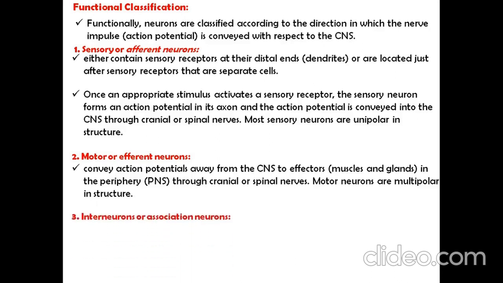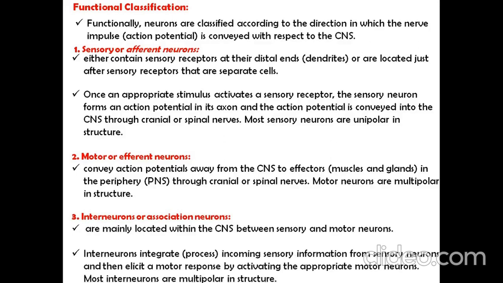And third one is the interneuron. They are mainly located within the central nervous system between sensory and motor neurons. The interneurons integrate the incoming sensory information from sensory neurons and then elicit a motor response by activating the appropriate motor neurons. Most of the interneurons are multipolar in structure.